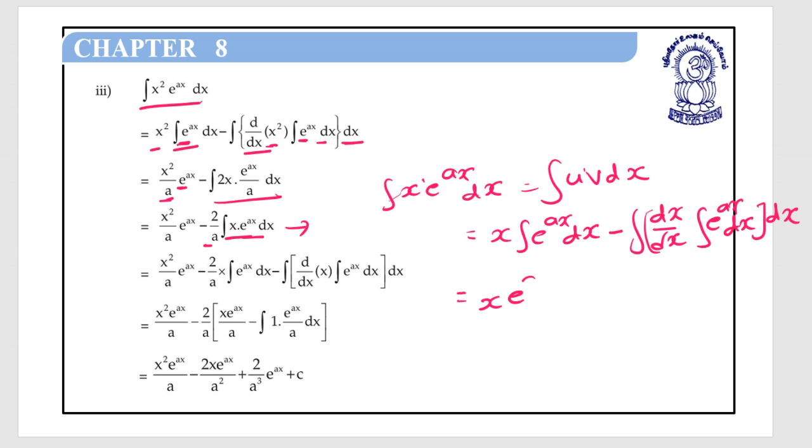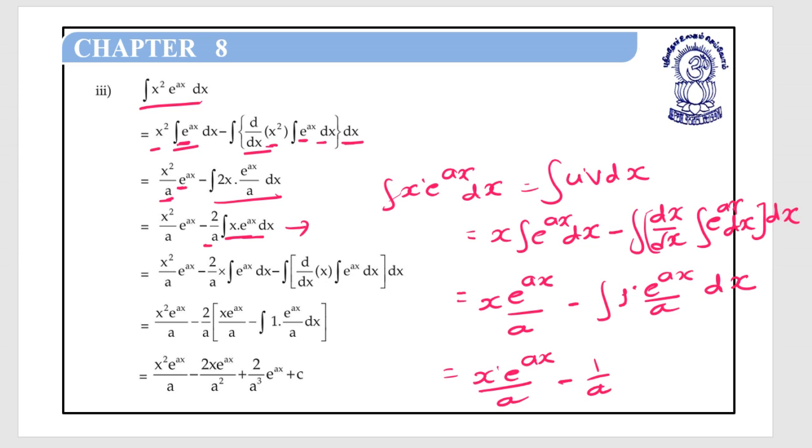So x times e raised to ax upon a, minus the integral of 1 times e raised to ax by a dx. So x into e raised to ax by a, minus 1 upon a constant, e raised to ax. Again take the differentiation of ax, which is a. Okay, so put this value into this bracket. 2 by a constant is there, so multiply with it.